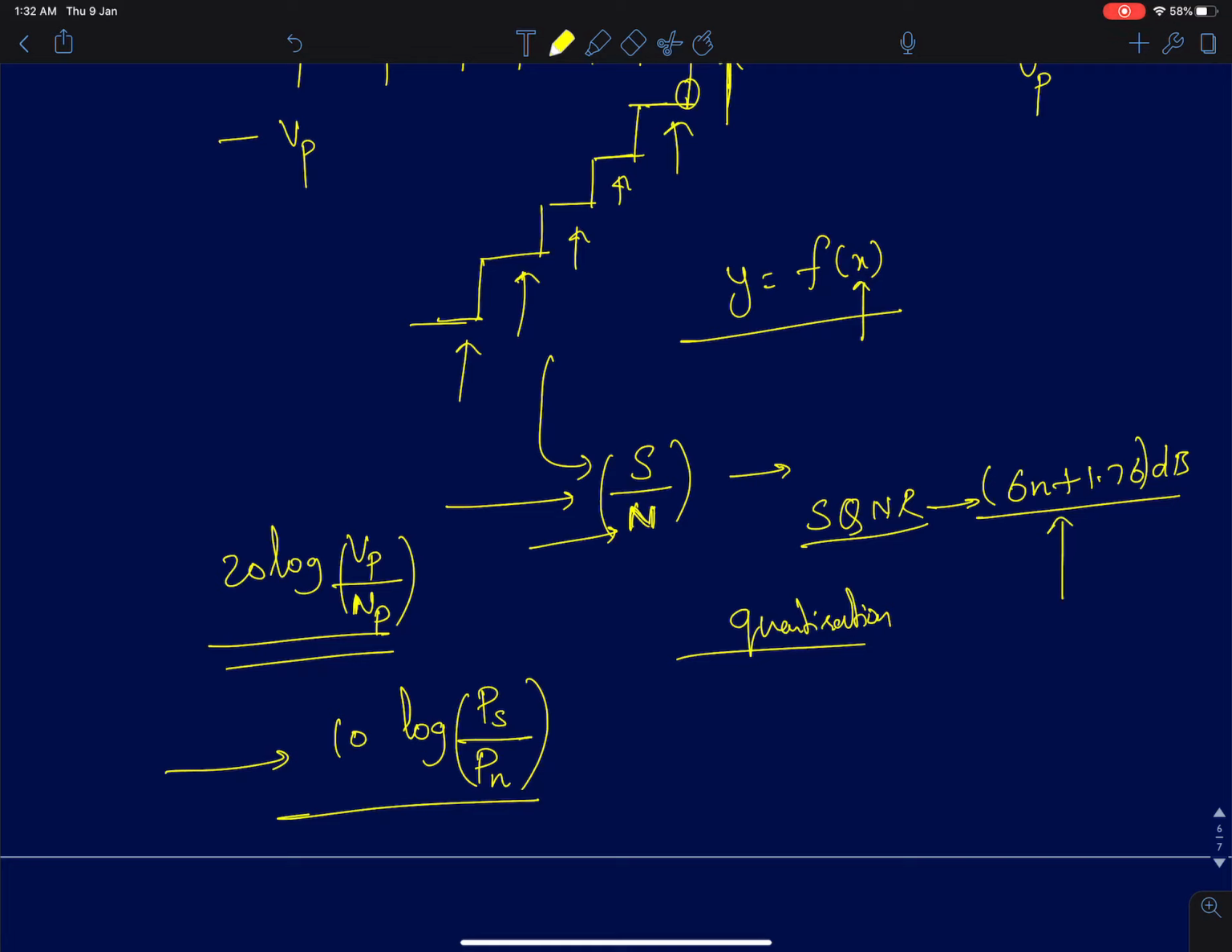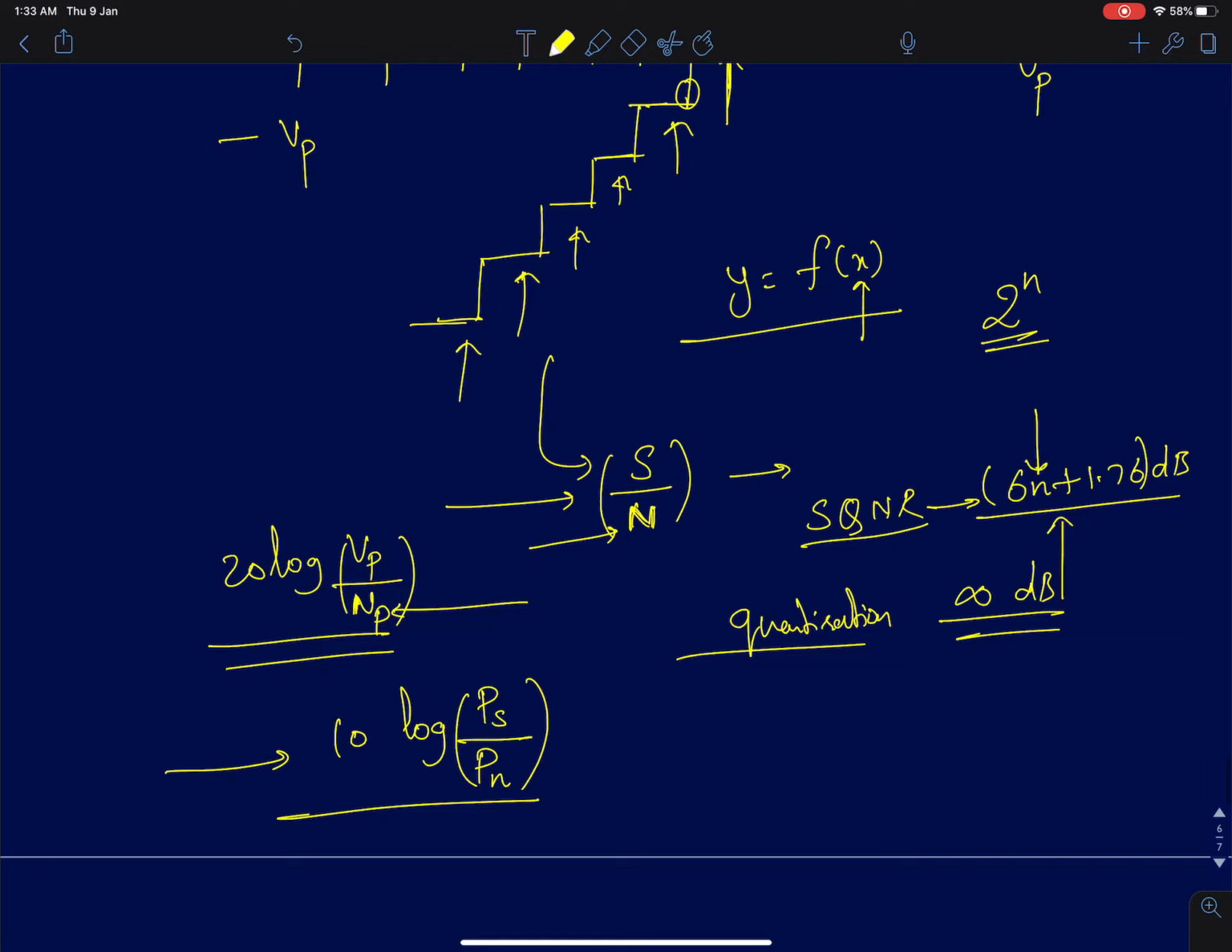When you quantize, you are going to introduce an error, so you have to define SQNR. If there was no error, SQNR should be infinity dB. Log of infinity is infinity, which means there is no noise. NP is 0. If NP is 0, log of VP by 0 is log infinity, which is infinity. It should be as high as possible, but unfortunately, because of quantization, where n is the number of bits, the number of levels is going to be 2 power n.